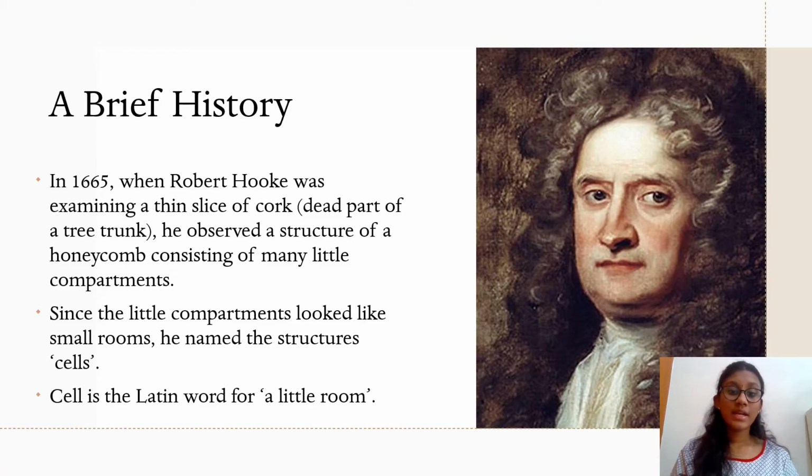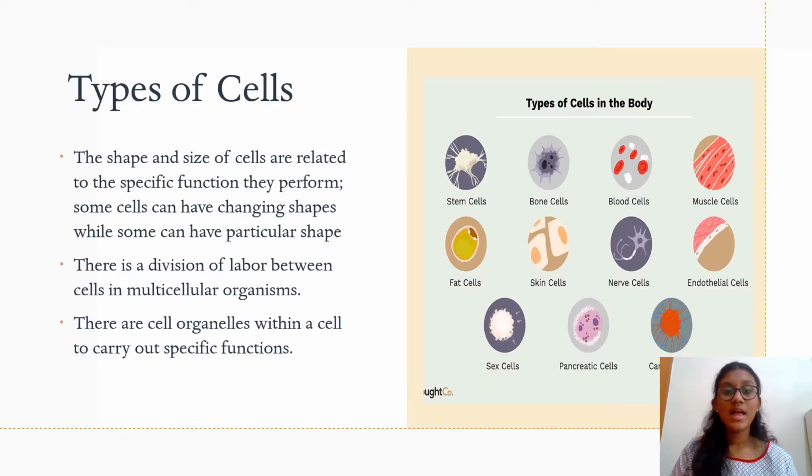Now let us look at a brief history as to how cells were discovered. In 1665, when Robert Hooke was examining a thin slice of cork, which is the dead part of a tree trunk, he observed a structure of a honeycomb consisting of many little compartments. Since the little compartments looked like small rooms, he named the structures cells, which is the Latin word for a little room.